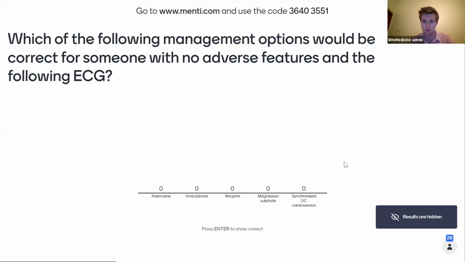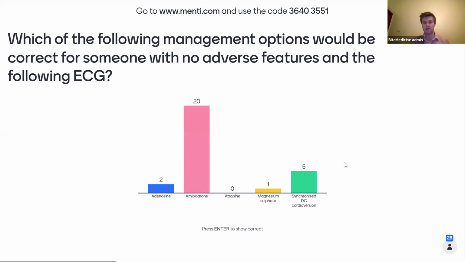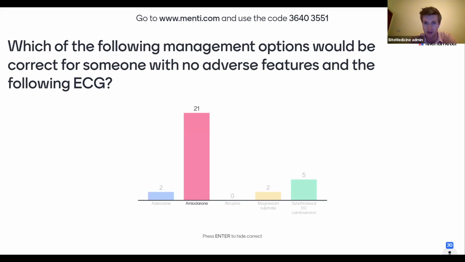Okay, so we'll head over to Menti and see how you guys are getting on. Fantastic. So, the majority wins again. Well done. Absolutely, amiodarone is the right thing to do here. So we'll head back over to our slides and see why.